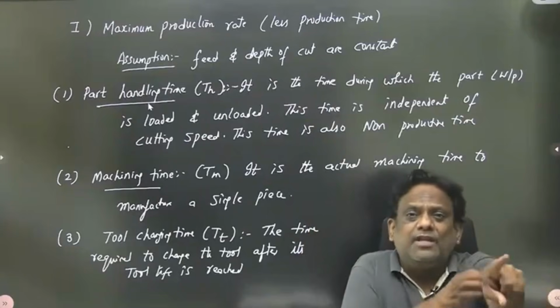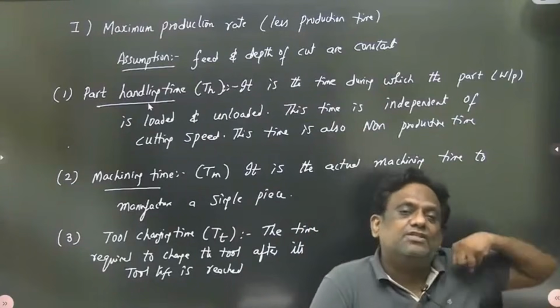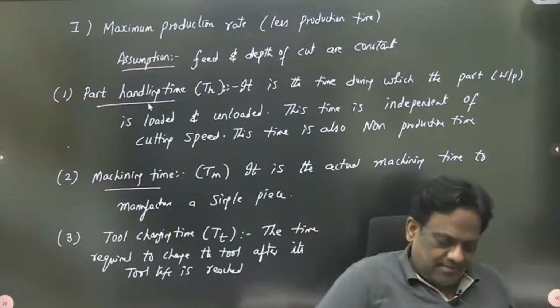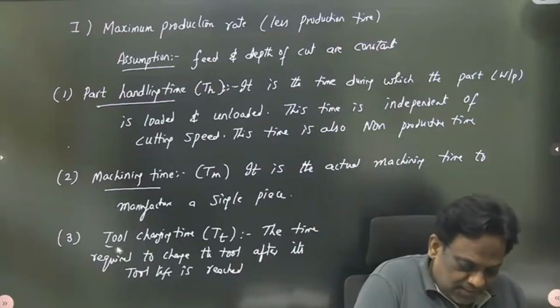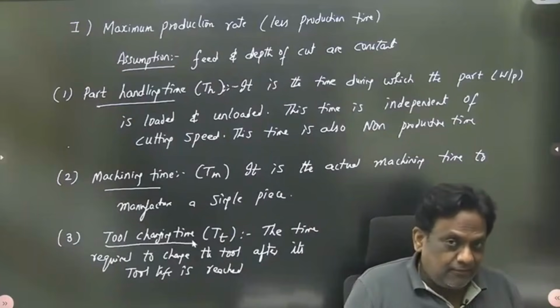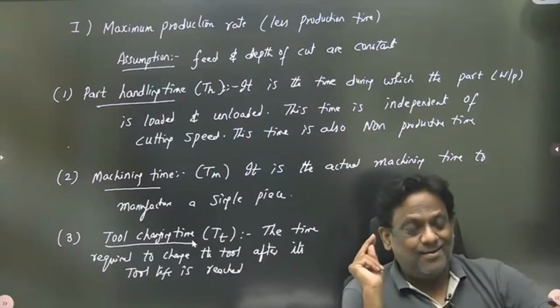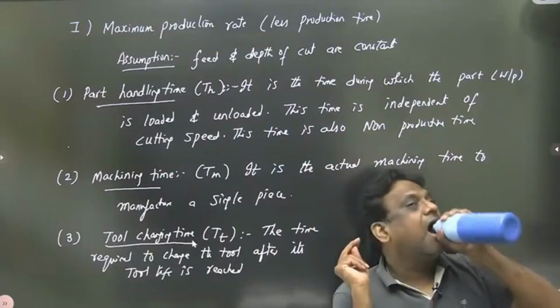But that is for a single piece only, na? The single piece is loaded, single piece is removed. That is for a single piece. Machining time is also for a single piece. But if you see the tool changing time, there is a complication, sir. Now I have a simple question.